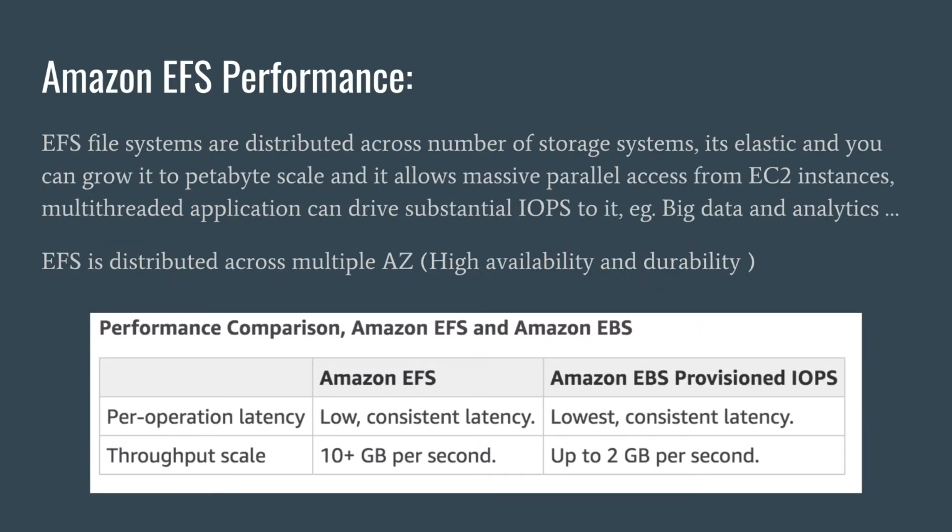In terms of performance, EFS file systems are distributed across a number of storage systems. It's elastic and you can grow it to petabyte scale, and it allows massive parallel access from EC2 instances. Multi-threaded applications can drive substantial IOPS, which is IO per second, to it. You can use it for big data analytics and other examples. One thing to consider is that EFS is distributed across multiple availability zones. So we have high availability and we have durability.